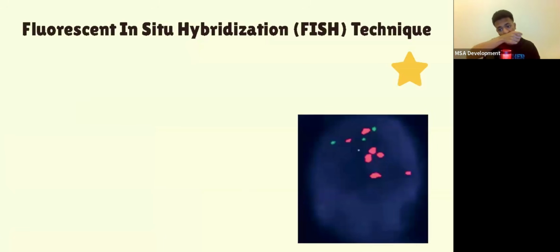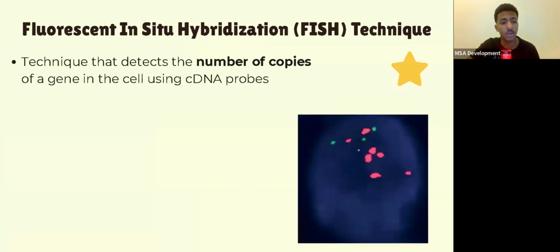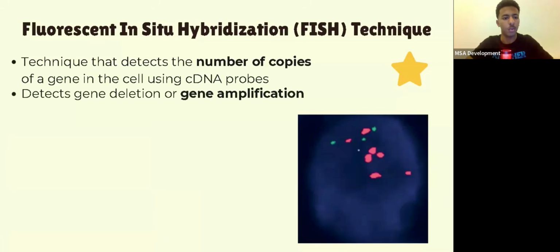Now, this is important, and I think you're going to get a question on this, hence the star. FISH, the FISH technique. It's a technique which detects the number of copies of a gene in a cell using cDNA probes. What I mean by this is that if you have amplification of genes or deletion of genes, this is going to be detected using the FISH technique.